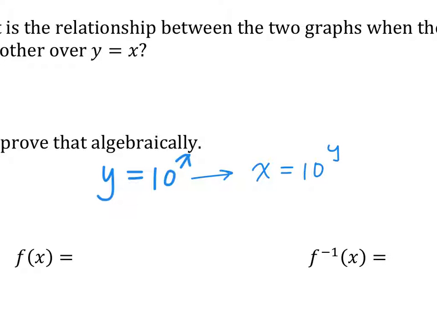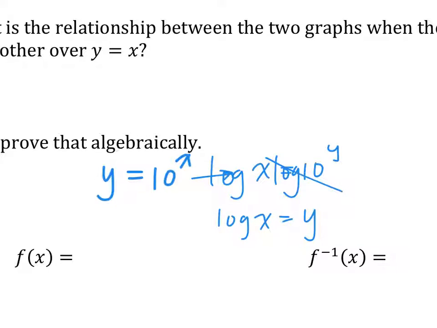Yes. Now, which log would I need to use in order to get rid of that base 10? The common log, right? Common log has a base 10. So that cancels. So log x is equal to y. Therefore, proving that they are inverses of each other.